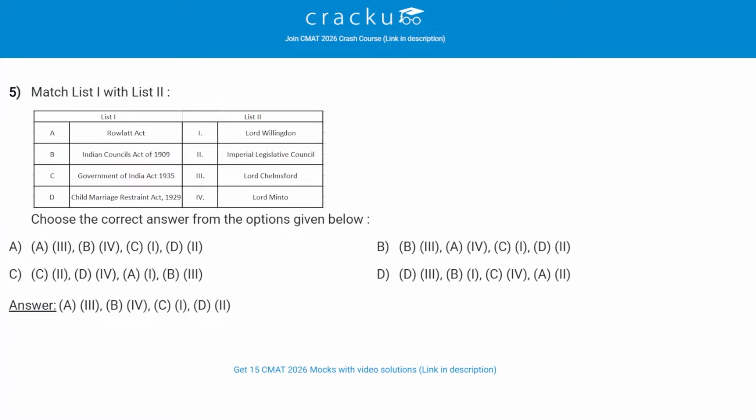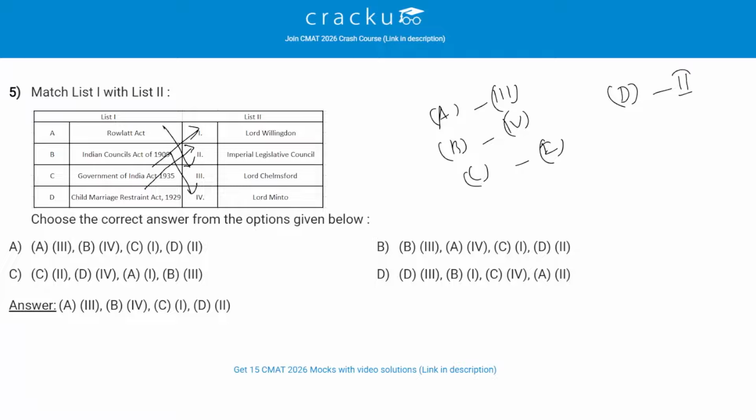In this question, we need to match list 1 with list 2. The Rowlatt Act was launched by Lord Chelmsford. The Indian Councils Act of 1909 was launched by Lord Minto. The Government of India Act 1935 was launched by Lord Wellington. It was the last act related to the Constitution of India. The Child Marriage Restraint Act was launched by the Imperial Legislative Council. So A goes with 3, B goes with 4, C goes with 1 and D goes with 2. The correct answer is A3, B4, C1, D2, so option A is the correct answer.